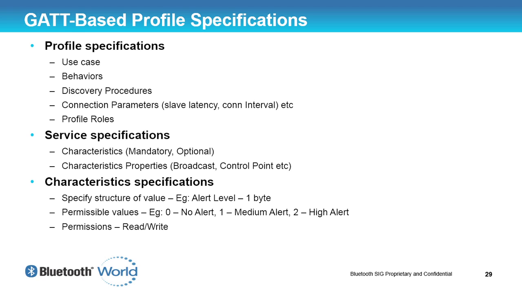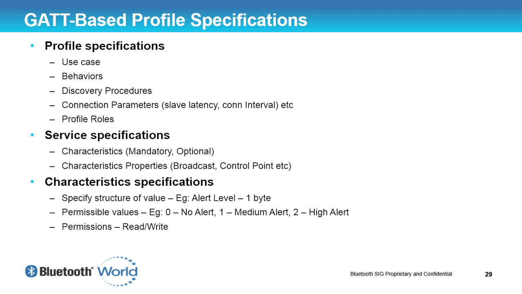And then we have a bunch of characteristic specifications. Those just specify the structure of the values. For example, the alert level, as I was talking about, is 1 byte, and it has 3 values, 0, 1, or 2. 0 means don't alert, 1 means alert a little, 2 means alert a lot. The interpretation of that on your device may be the difference between flashing a light and making a klaxon sound, or vibrating a little or vibrating a lot. That's an implementation detail, but the fact that every single device that does alert level understands those 3 values is key for interoperability.